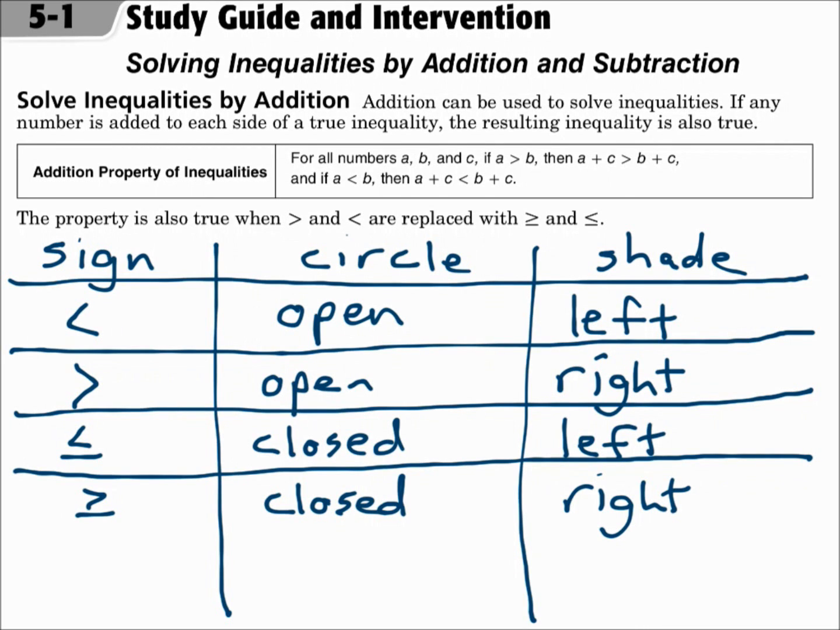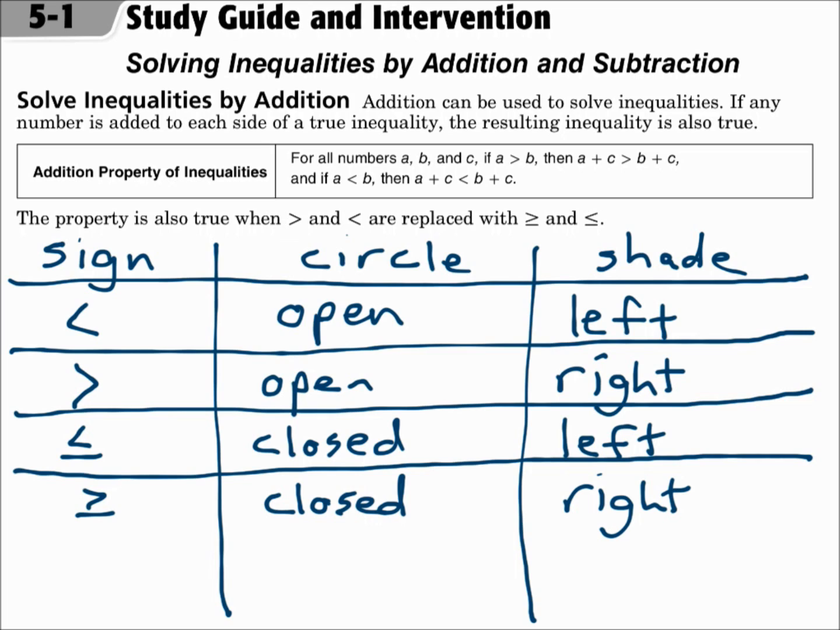This is lesson 5.1, solving inequalities by addition and subtraction. Your objectives are to solve linear inequalities by using addition and solve linear inequalities by using subtraction. So just like in equations, with inequalities, you can add the same thing to each side and you can subtract the same thing from each side.